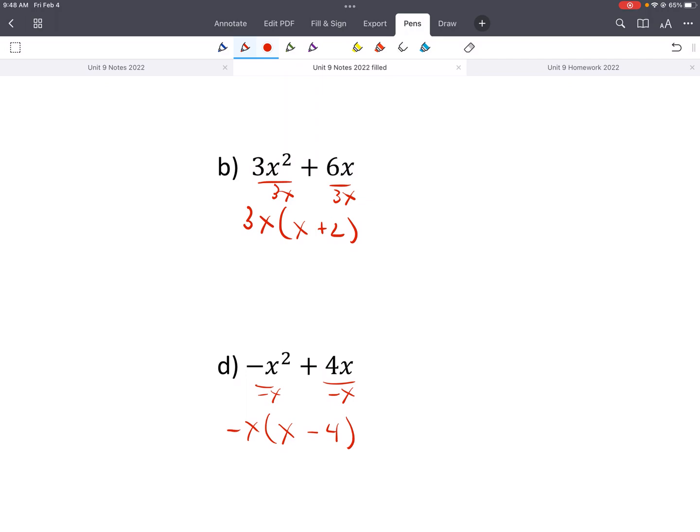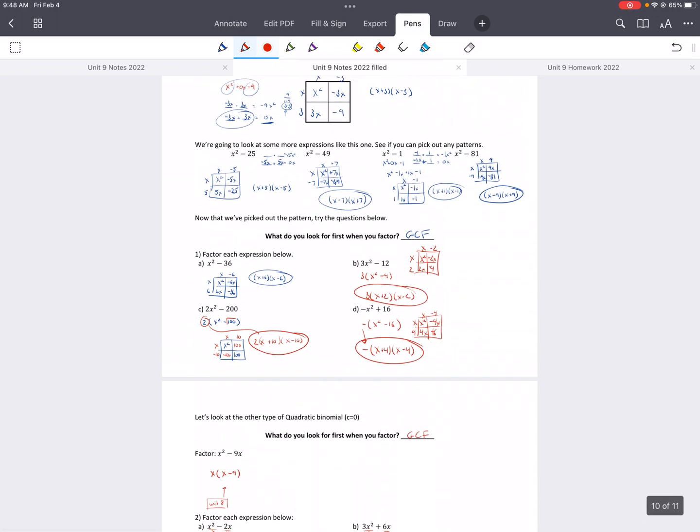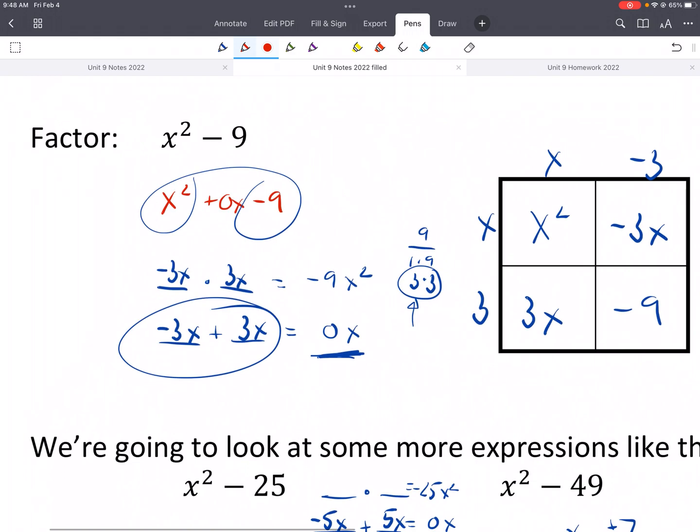Okay? And that's it. If you have any questions, let me know. I know this is a little tricky maybe, but worst case scenario, I would revert to this, just rewriting it with a 0, and then do the exact same thing that you've always done.